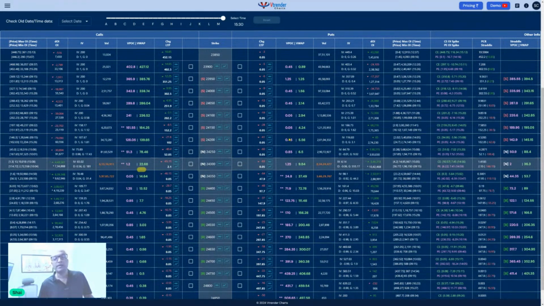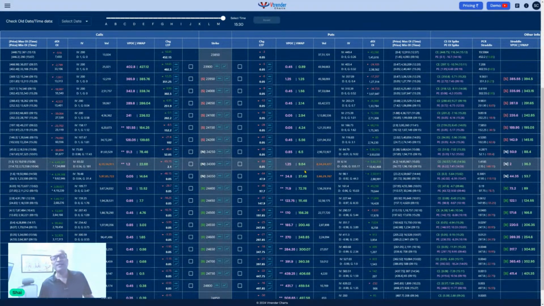And if you go on the right, the VPOC and the VWAP is 1.3, of today, for the 24,300 put, and 9.84 is the VWAP.